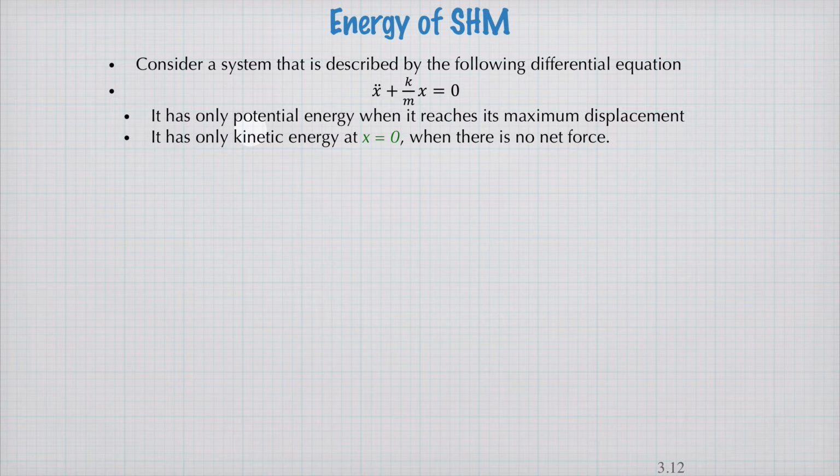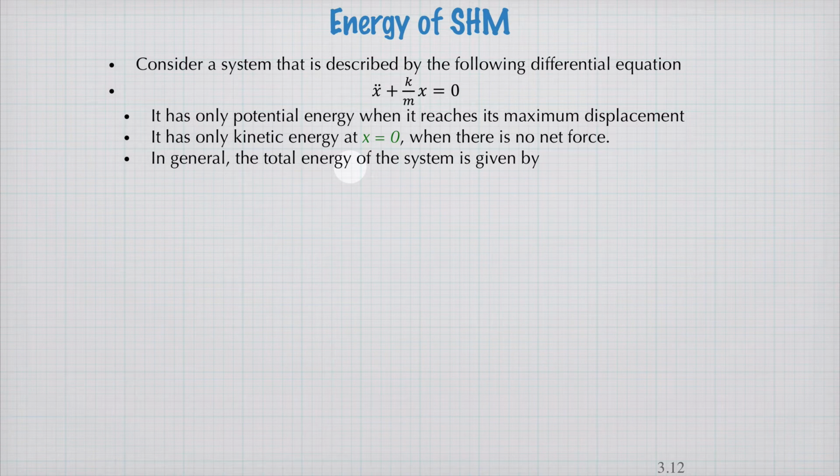Conversely, at the moment the mass passes through the equilibrium position of the spring at x equal to zero, the spring contains no potential energy and all the energy in the system is contained as kinetic energy of the mass. So the energy is sloshing between kinetic and potential, kinetic and potential.